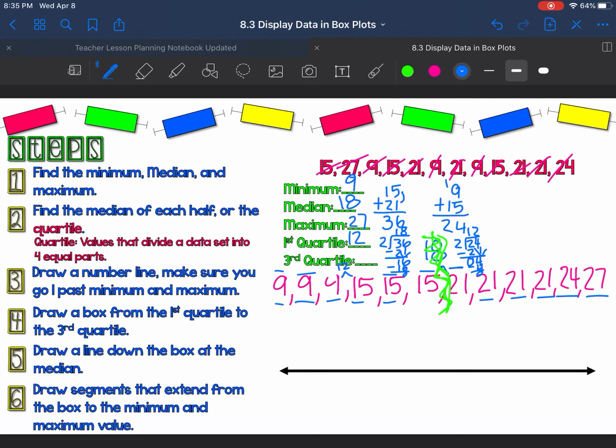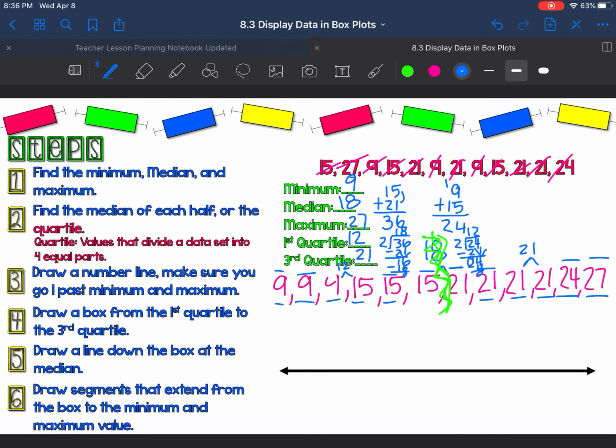So since I found my first quartile, I can go and find my third quartile. So we'll start here, 21, 27, 21, 24. Oh, it's so easy. There's no dividing for this one. Since both of my numbers here are 21, then that must mean that my third quartile is also going to be 21. Super easy then, okay?